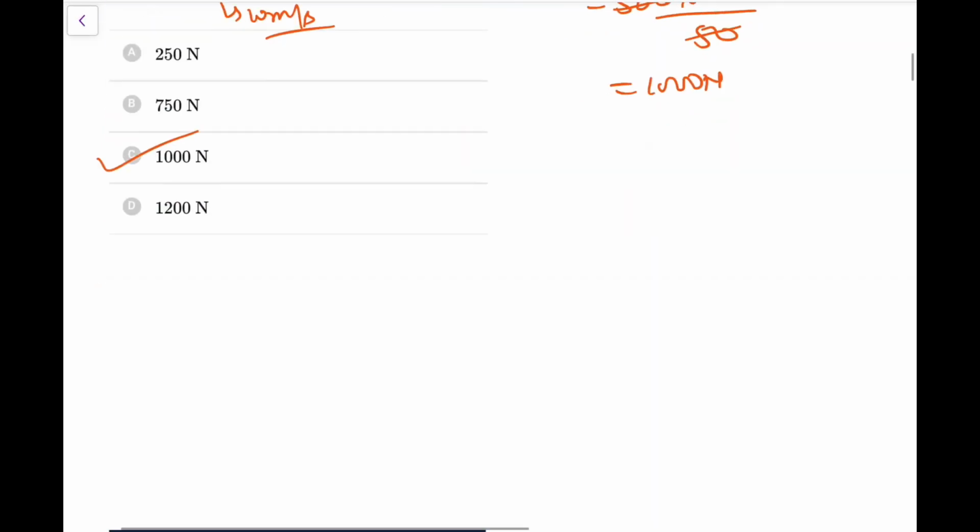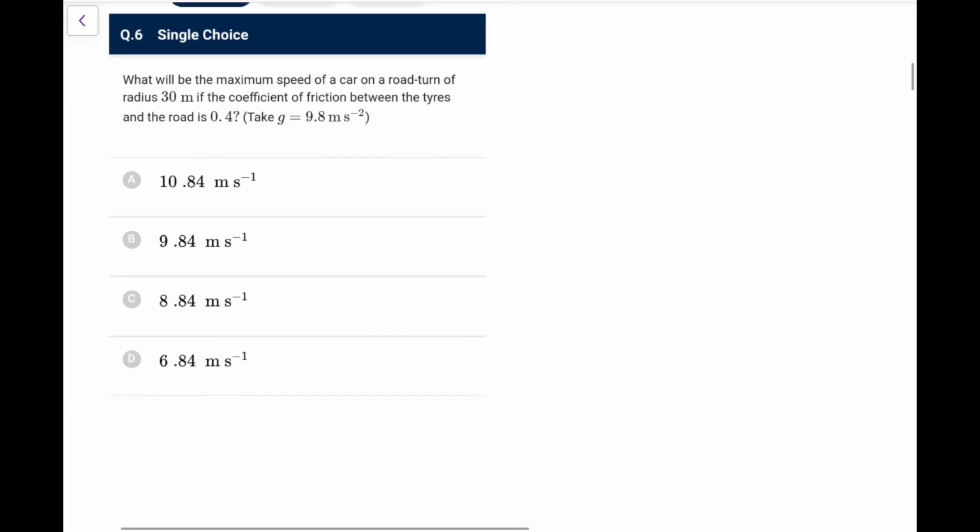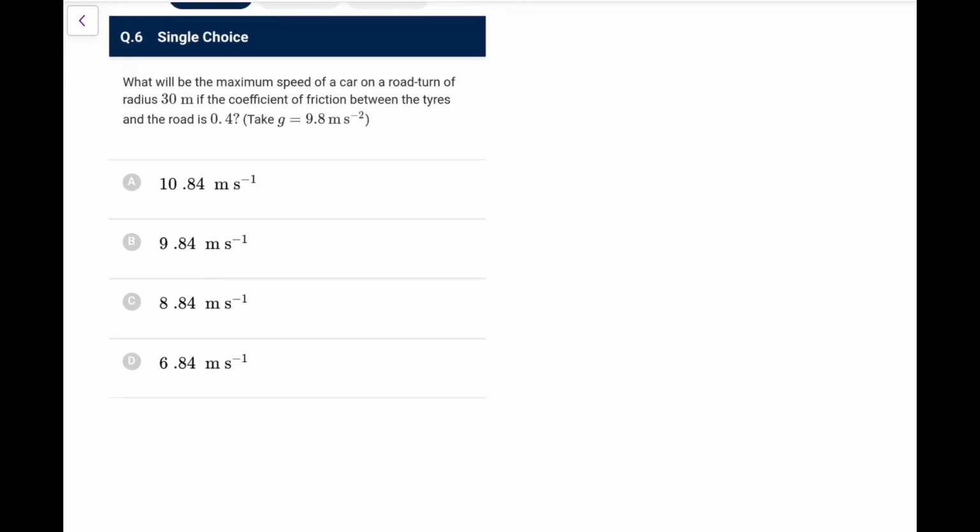Next, going on for the sixth one, what would be the maximum speed of a car on a road turn of 30 meter if the coefficient of friction between the tires and the road is 0.4? So what do you say? When it is making a turn, Fs must be equal to mv square by r, which provides the necessary force. That should be less than or equal to mu s N, which is mu s mg, you write. So mv square by r should be like that.